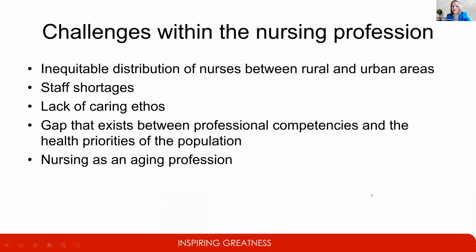So we have our challenges. We have a very bad distribution of nurses between rural and urban areas. Most of the nurses want to be in the urban areas. We have staff shortage. People complain that nurses have lost their caring ethos. There's a gap that's said to exist between the professional competencies and the actual priorities. So are we really sure that we're teaching them what they need currently in the clinical area?